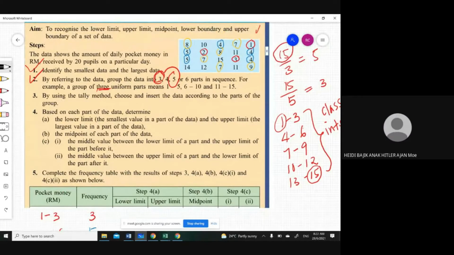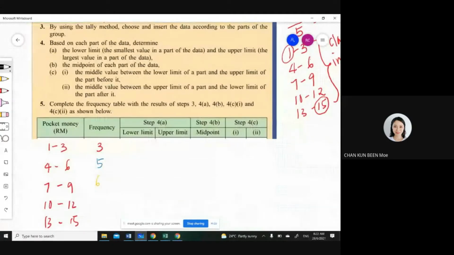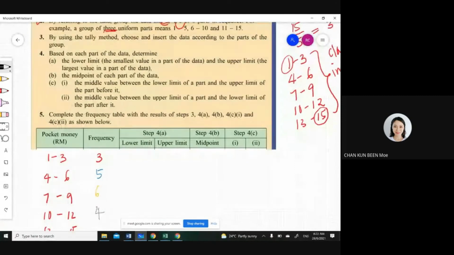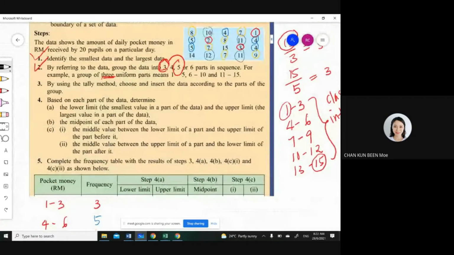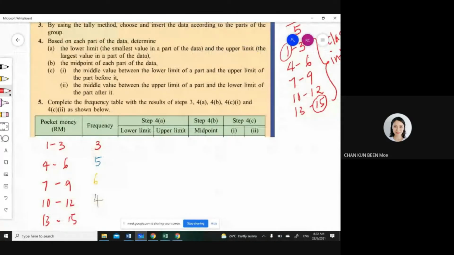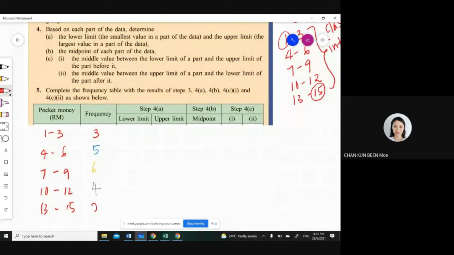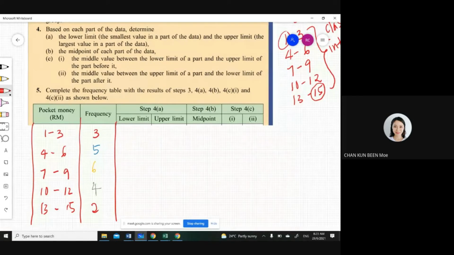Okay. 1, 2, 3, 4. It's 4. And then 13 to 15. How many left? 2. You can see this and this left. So you have 2 left. Okay. So we have done the first 2 columns, the pocket money with the frequency.